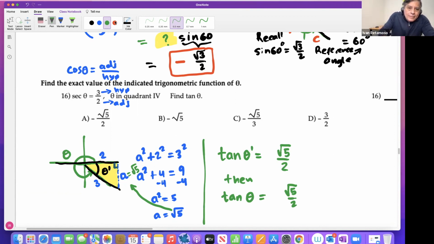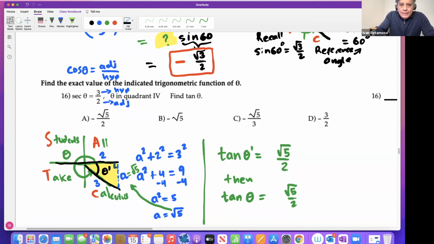But for that, guys, not a problem. I have this nice mnemonic device. All students take calculus. So according to all students take calculus, what should be the sign of this tangent function? Anybody could tell us? Is it positive or negative? Gabriela, yeah, excellent, excellent. Yeah, you made it negative, right?